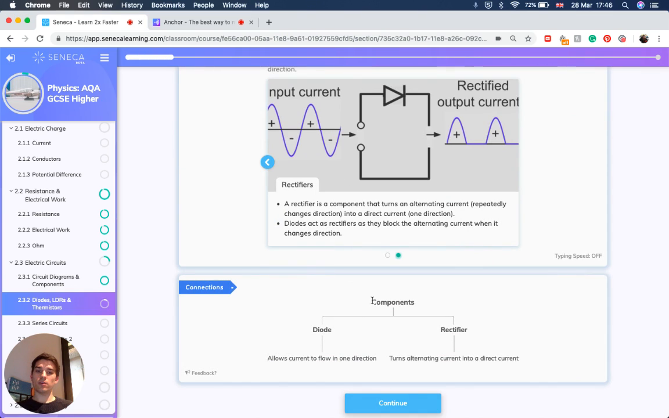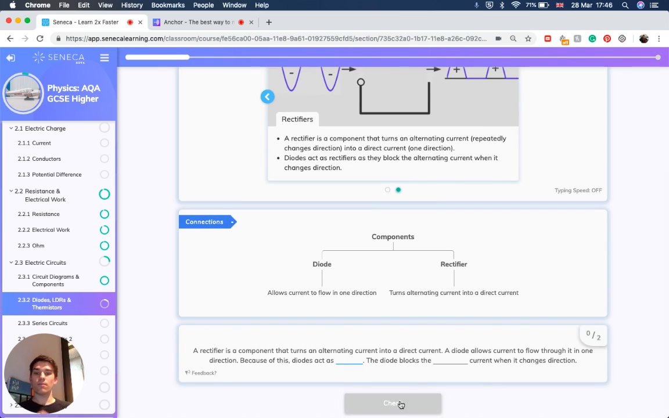Now, some components to think about and remember are that diodes always allow current to flow in one direction, and a rectifier turns an alternating current into a direct current. And that's important because current comes into your homes as alternating current, and a lot of products need direct current. So you need diodes in there, or rectifiers, to change from alternating to direct current.